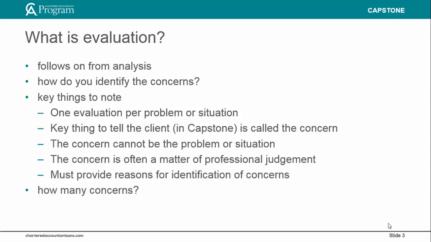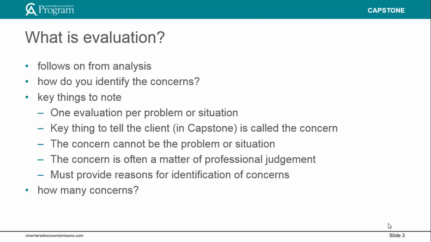Some things to note now. There is one evaluation per problem or situation, and each problem or situation will have multiple issues analysed. The key idea or thing to tell the client in the evaluation is called the concern in Capstone. The concern cannot be the problem or situation. If a client asks, why have we got a bank overdraft? You can't tell them that having a bank overdraft is the principal concern. The concern is often a matter of professional judgment, and you must provide reasons for identification of a concern.